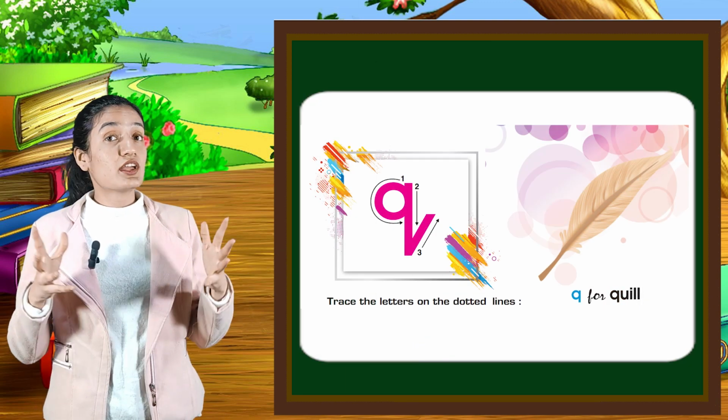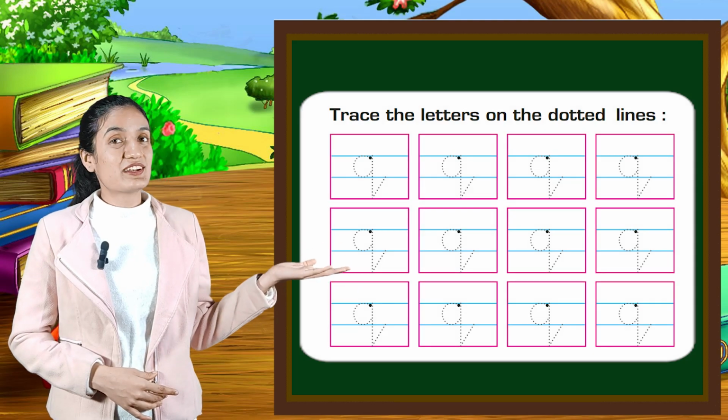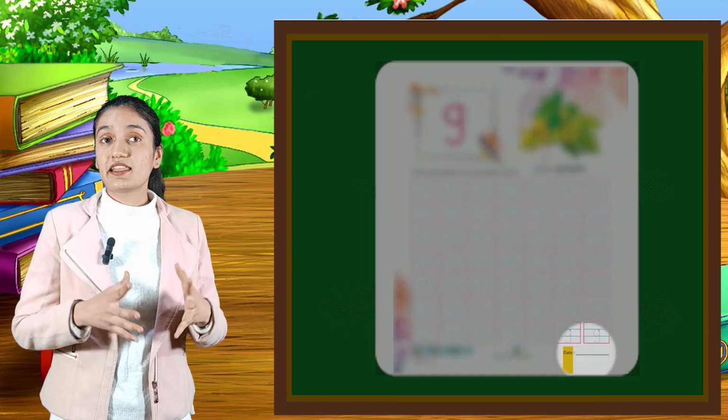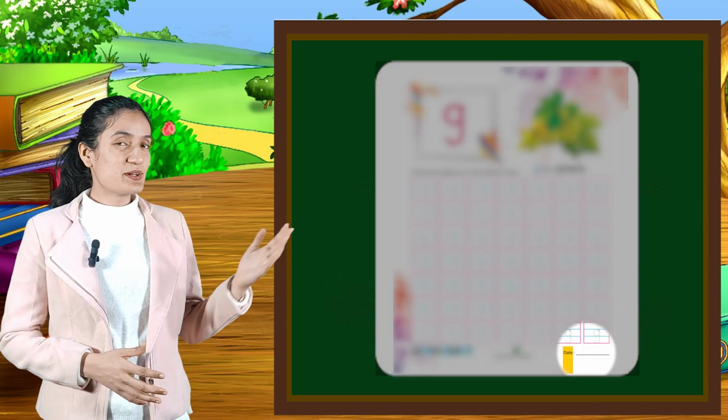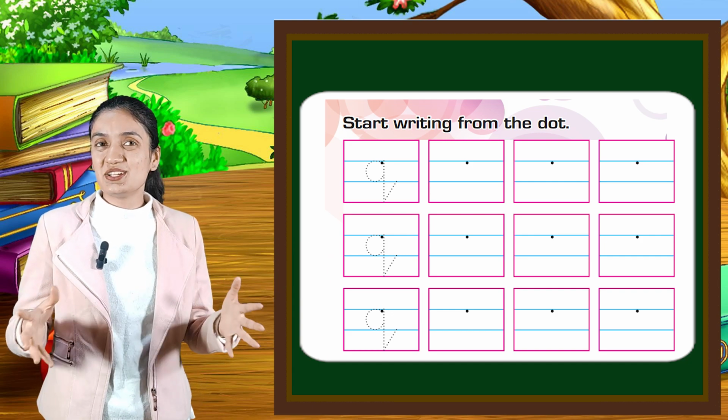Next letter is Q. Q for quill. Trace the letters on the dotted lines. Here are the dots and make Q. And mention the date in your notebook. Start writing from the dot. Here is the dot and make Q.